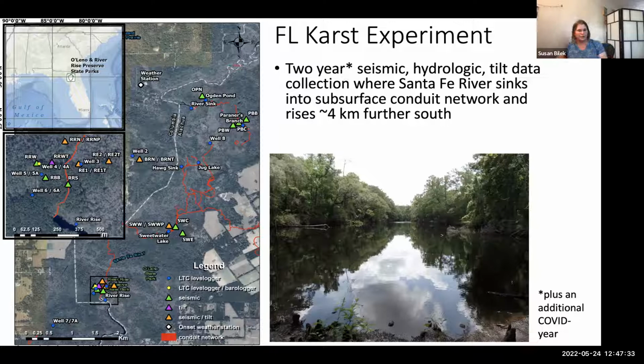We collected 3 years of seismic, hydrologic, and tilt data in this region. Those sites are shown here on the map. This is just a picture of the River Sink area.